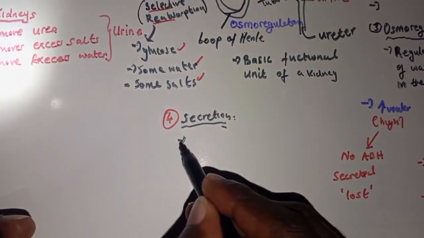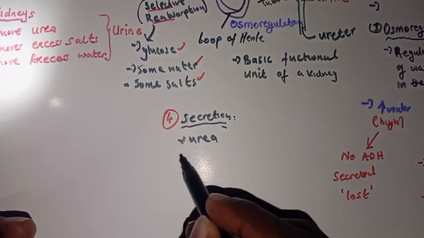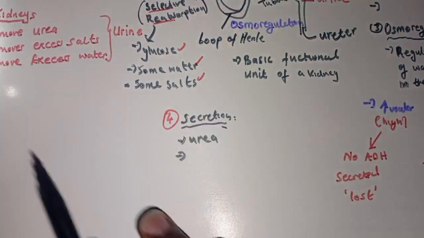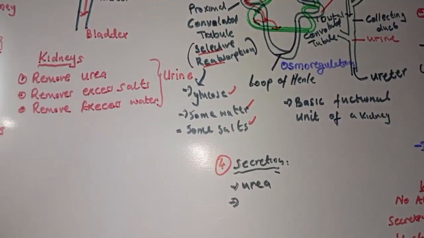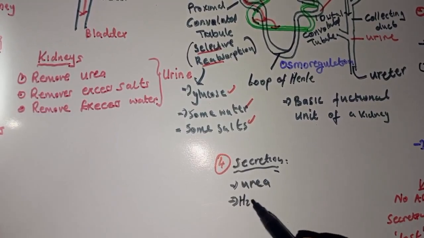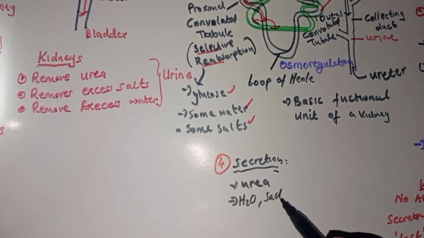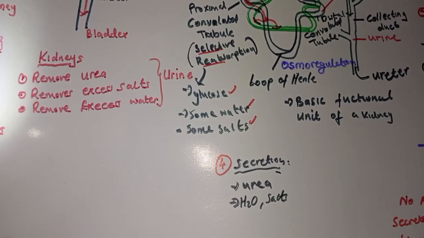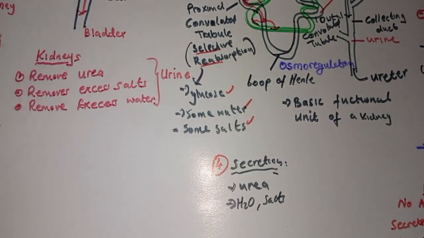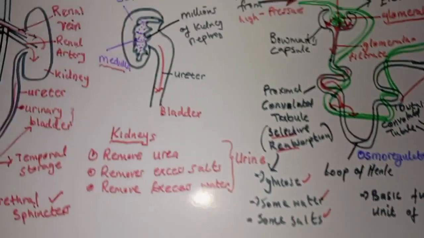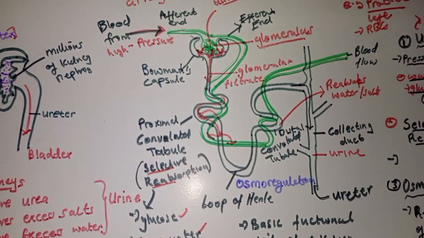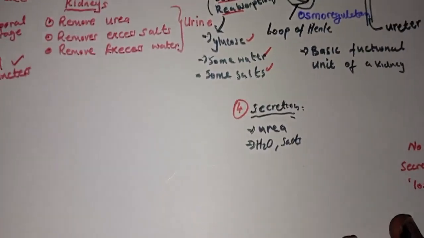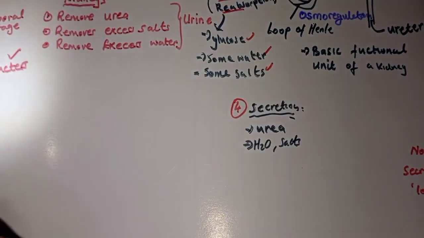So what will be secreted? Urea, the things I listed here, excess salts and excess water. So excess water and what? Salts. Now, you can see that the kidney is very important. The kidneys are very, very important because of the functions they do. Now, there are certain conditions that can damage the kidney, and we want to talk about these things.